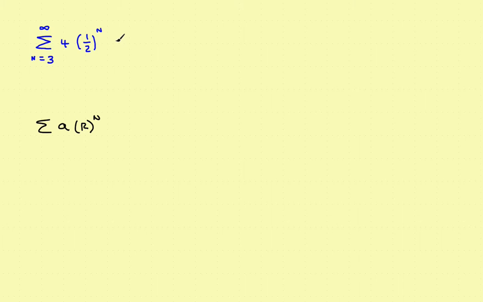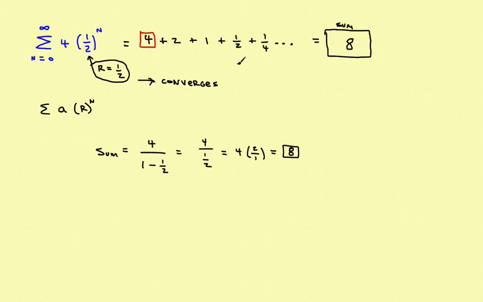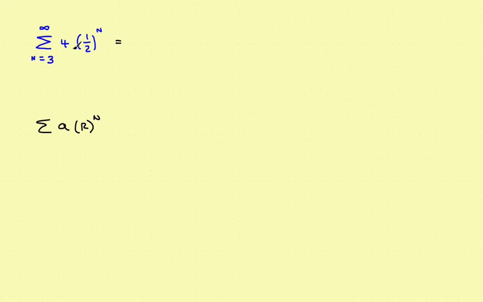Again, I'll write out the first few terms on this one, but let's go back and take a quick look at that last one. It went 4, 2, 1, 1/2, and so on. Now this one's going to be a little different. When n is equal to 3, you'd have 4 times 1/2 to the third power, which would be 1 over 2 cubed, which would be 4 times 1/8, which would be 1/2. So in this case, the first term, if you start with n equals 3, is 1/2.